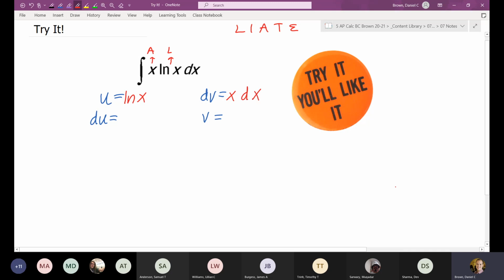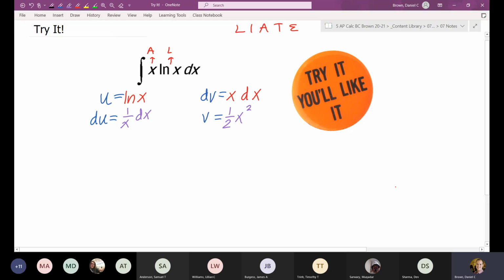So then before I use the formula, let's go ahead and find du and v. The derivative of the natural log of x is 1 over x dx, because again, that dx is coming over from where the du is. The integral of dv is v. The integral of x would be 1/2 x squared.